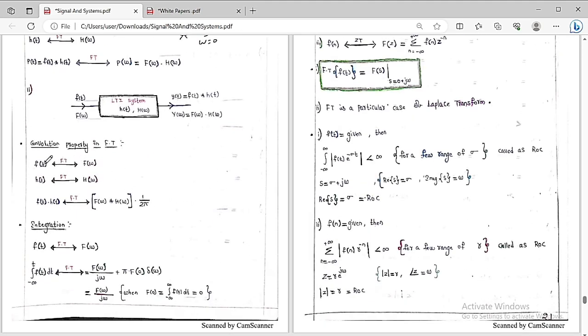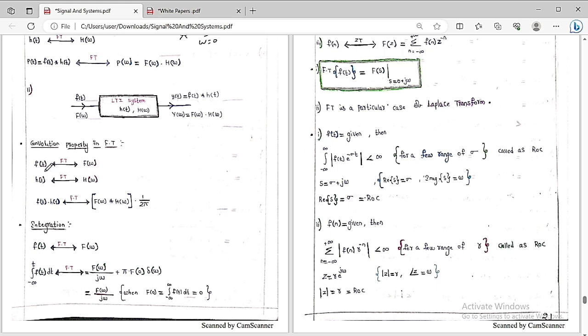Now the next thing is the convolution property in the Fourier transform. Suppose the convolution happens in the frequency domain, then what will happen in the time domain? It is multiplication, vice versa. Convolution in the time domain leads to multiplication in the frequency domain. Similarly, multiplication in the time domain leads to convolution in the frequency domain, vice versa.